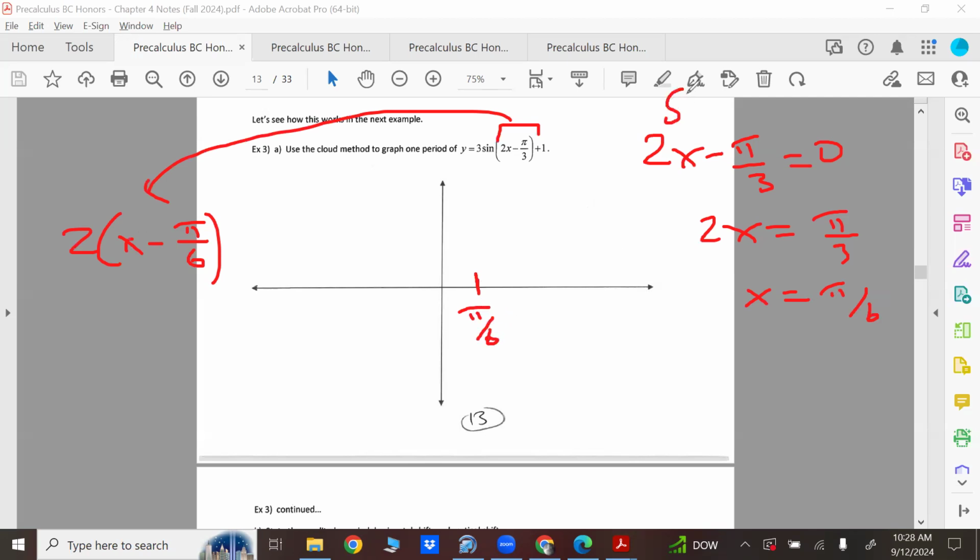So that's where you start. Now, where do you end? Well, what's my period? Pi. So I have to add pi to pi over 6. So where do I end? At 7 pi over 6. Okay. What's halfway between pi over 6 and 7 pi over 6? Or 4 pi over 6. Let's do 4 pi over 6 for now.